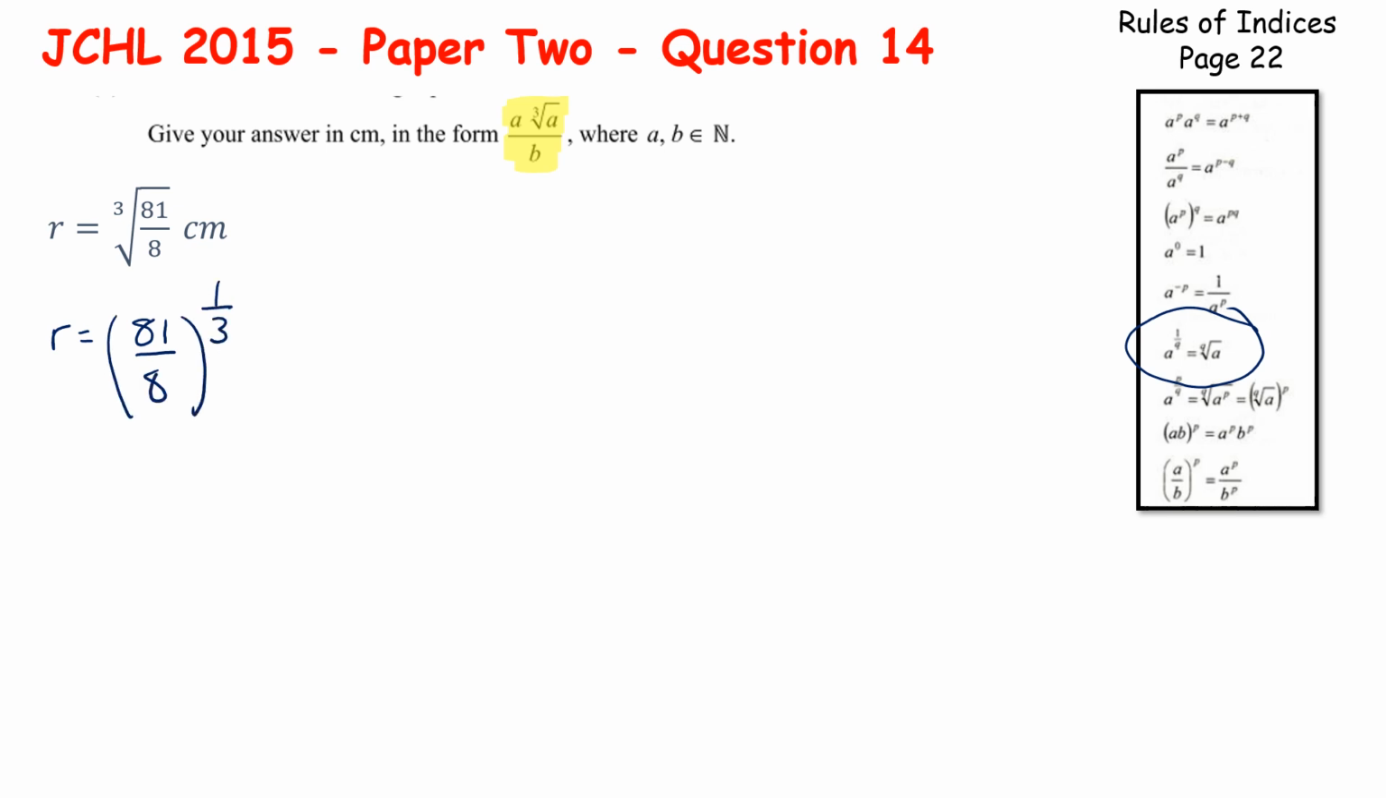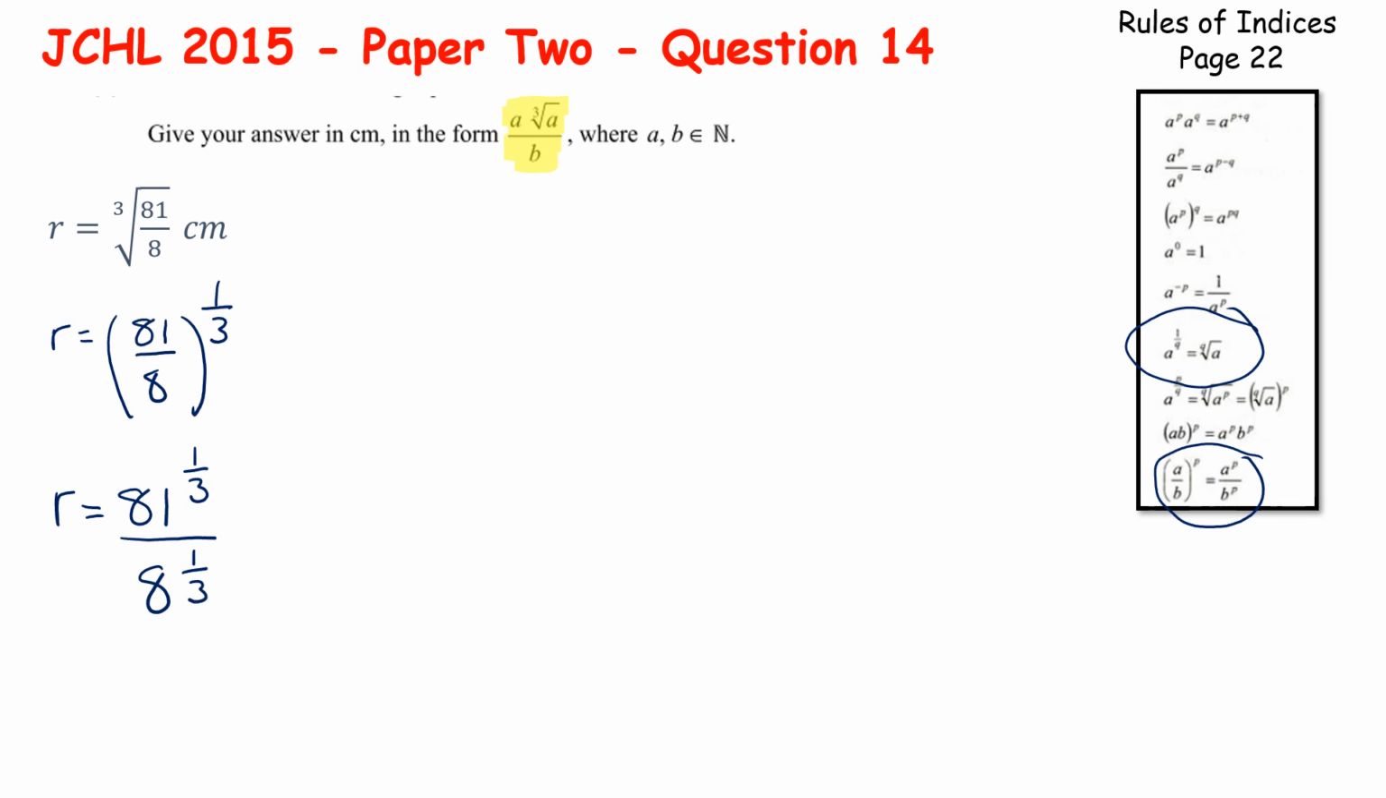Now the next thing we're going to do is use our bottom law here, which says if you have a fraction to a power, you can apply that power to the top line and to the bottom line. So 81 to the power of 1/3 over 8 to the power of 1/3.